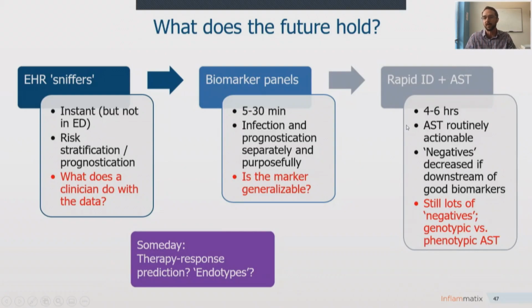Probably even in theory, you're only going to speed this up to something like 4 to 6 hours, just due to the need for bacteria to grow and then see the phenotypic drop-off. AST is certainly routinely actionable. ID maybe a little less so, and I think we've seen that in the market failures.